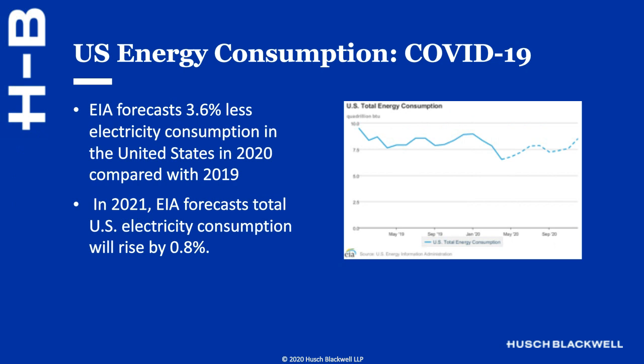EIA forecasts that we're going to have 3.6% less electricity consumption in 2020 compared with 2019. You can see here in this chart that at the end of Q2 of 2020, the consumption was way down, with the dotted line showing the anticipated increases towards the end of the year.